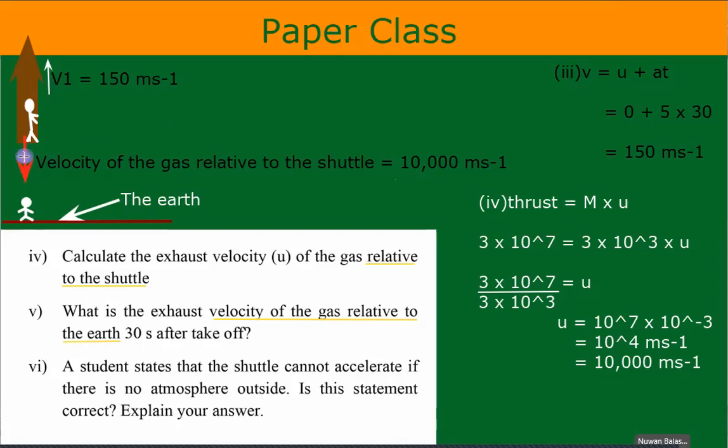If the initial distance between the rocket and the gas is 0 meters, because it's already inside the rocket, the distance between rocket and gas will be 10,000 meters after 1 second. After 2 seconds, the gap between rocket and the burnt gas will be 20,000 meters. So what will be the gap between the burnt gas and the rocket after 3 seconds?